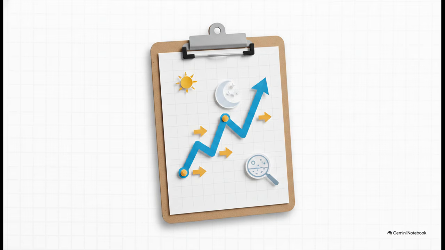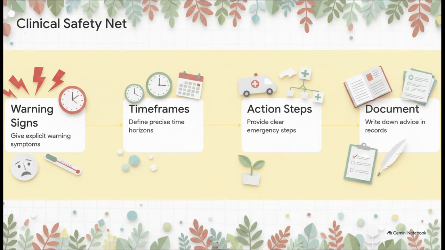You look at objective, multidimensional outcomes. How is their vitality? How's their sleep quality? What do the clinical biomarkers say? And to do this safely, we lean heavily on the 4 pillars of effective clinical safety netting. Step 1, give explicit warning symptoms. You need to tell the patient exactly what signs mean they are clinically deteriorating.